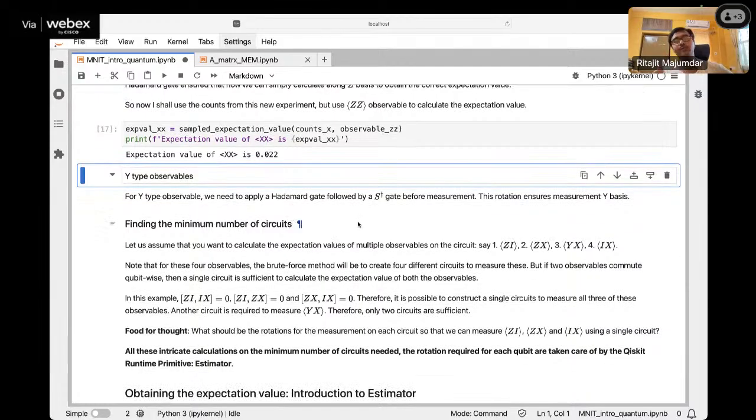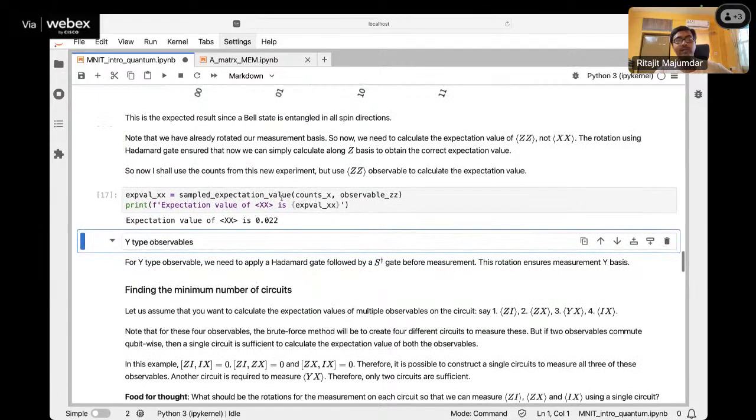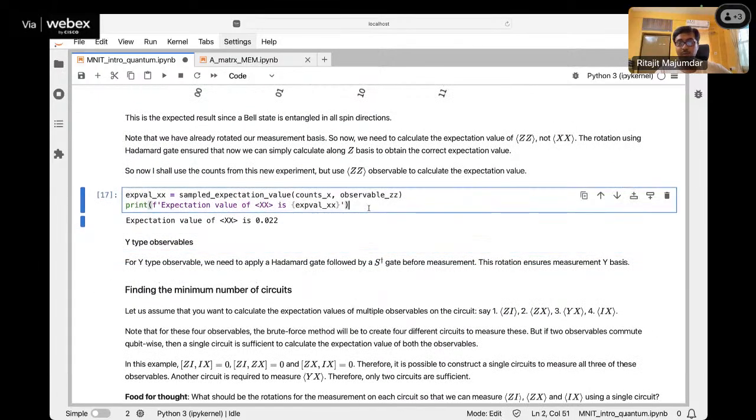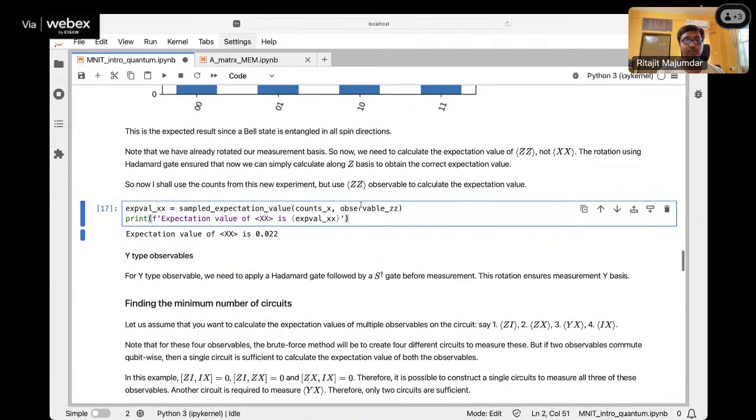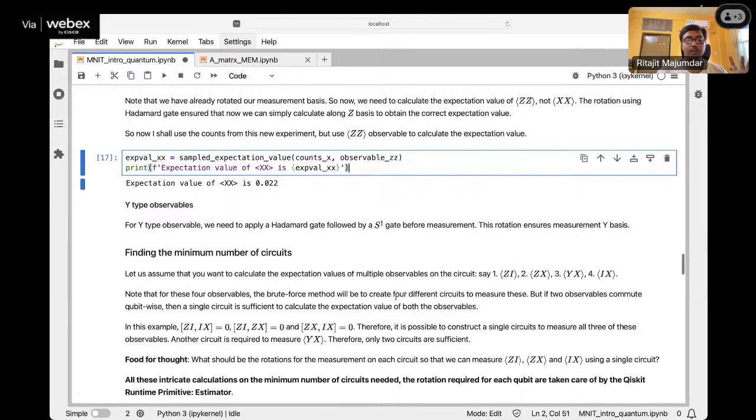Now let's come to that question that we were asking. I have done all of this expectation value calculation without using estimator. And I have said in the beginning that there are two types of primitives: sampler to get the probability distribution, estimator to get the expectation value. And I myself asked this question that if you can do this as simply as this, why do we even need an estimator? So here is a point.